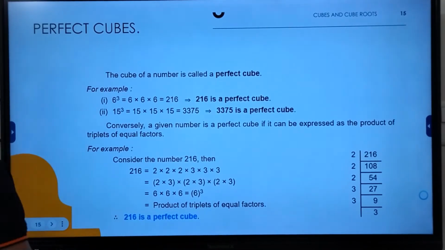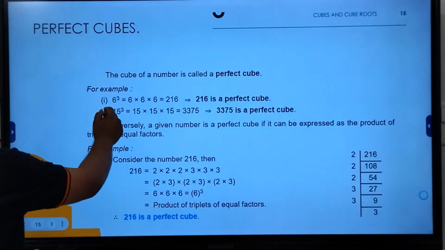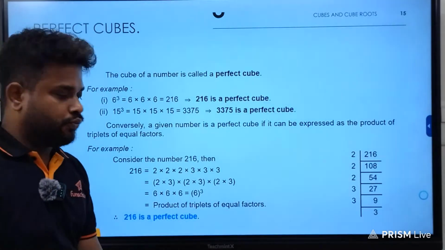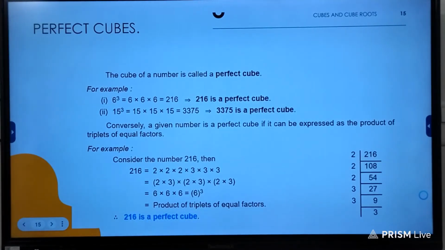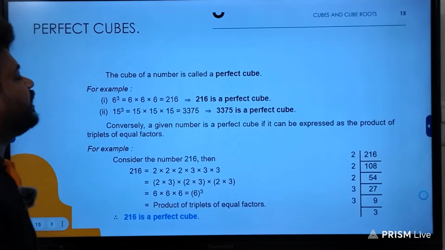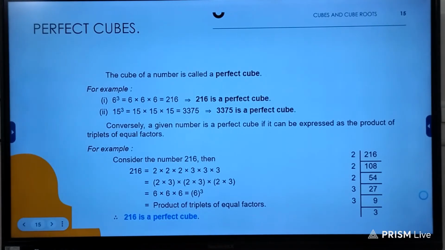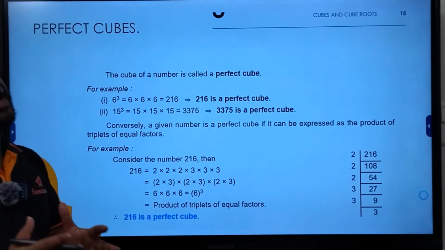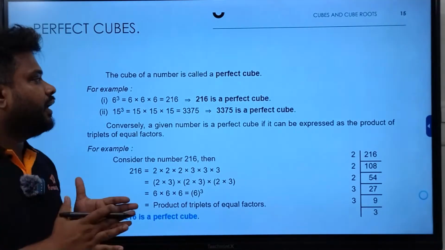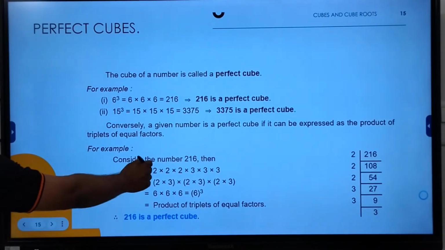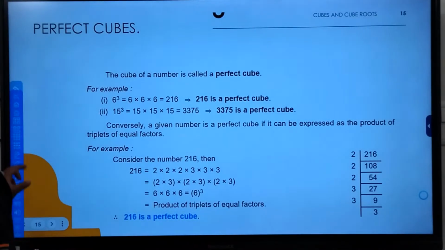For example, 6 cube will be 216, which is a perfect cube, and 15 cube will be 3375, which is also a perfect cube. Conversely, given a number, it is a perfect cube if it can be expressed as the product of a triplet of equal factors. So they just explained how we can find the perfect cube or cube root of any number. Okay, so they have found it out for 216.